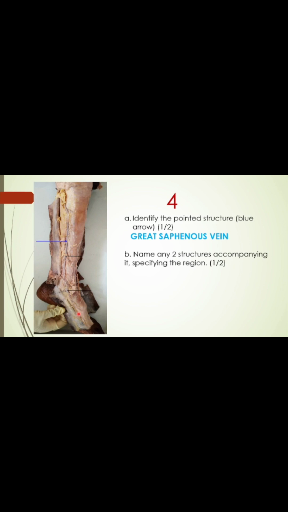So I'm not going into the detail of great saphenous vein. We'll discuss that later. So this pointed structure is the great saphenous vein. Now what are the structures accompanying it? Basically there are 3 structures accompanying it. In the thigh, you have got a few branches of the medial femoral cutaneous nerve, or you can say the medial cutaneous nerve of thigh. In the knee, you have the saphenous branch of descending genicular artery accompanying the great saphenous vein. And at the region of the leg and foot, the saphenous nerve is accompanying the great saphenous vein. So any 2 you can write along with this question.